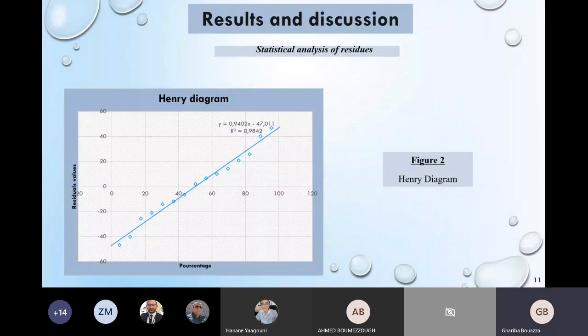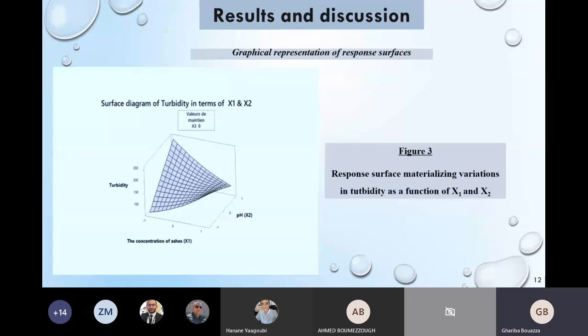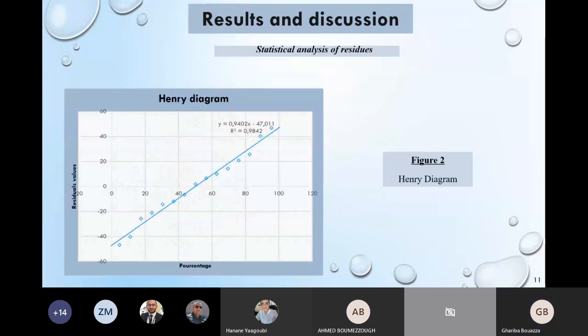The residue analysis is an important step which completes the statistical analysis of the model. The normality of the residual distribution is an essential assumption of the method of least squares. The graphical method used for the 15 tests is a Henry's line presented in this figure. According to this figure, the construction of a Henry's diagram gives points whose alignment is close to this straight line. The condition of normality of the residual is thus well respected for the model.